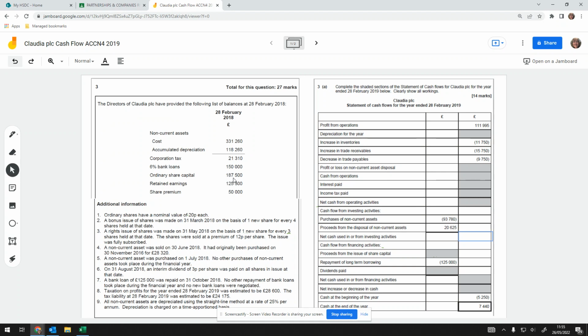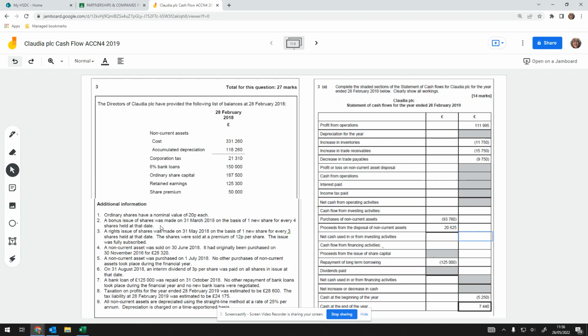Ordinary share capital, £187,500 worth. But what we need to be aware of is the fact that, as you can see down here, the nominal value is 20 pence each. So they're not £1 ordinary shares. So we actually have 5 times the number as we do the monetary value, which will be important later on when we start dealing with bonus and rights issues and paying dividends. We've got some retained earnings and some share premium already in there.